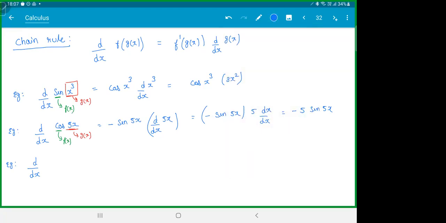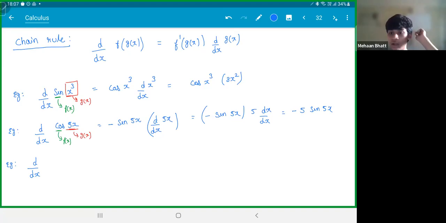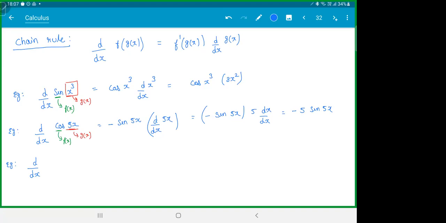So just listen to a few examples and then we will do more. This is the product rule. No? This is not the product rule. This is not sine into x cube. It is sine of x cube.